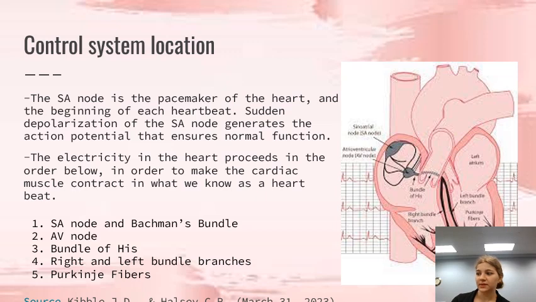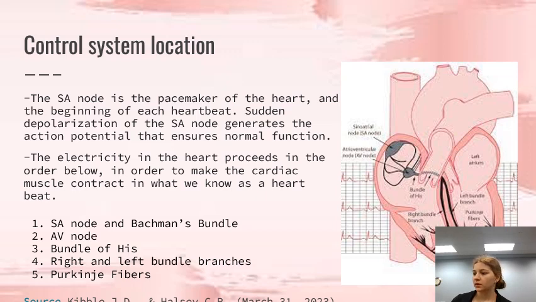So as I mentioned in the last slide, electricity courses through the heart, and it's what causes it to contract and therefore pump your blood. These electric impulses follow the same path in the heart every time, and they're pictured here on my slide. The action always starts in the SA node, which is referred to as the pacemaker of the heart. The sudden depolarization of the SA node is what sets the pace for the heartbeat before proceeding to the AV node, next to the bundle of His, and after that the impulse goes to the right and left bundle branches, and finally they end at the Purkinje fibers.